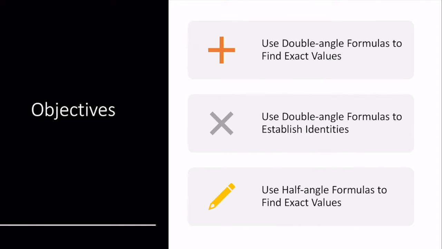We're going to use double angle formulas to establish identities. We love establishing an identity. And we're going to use the half angle formulas to find exact values. So let's first introduce the double angle formulas.